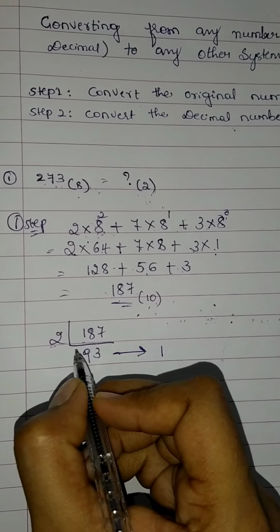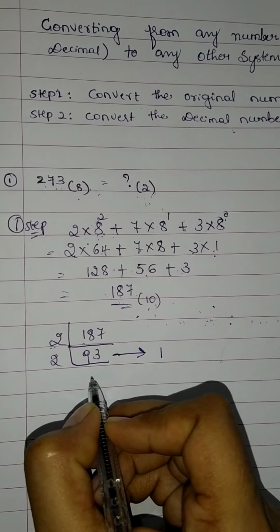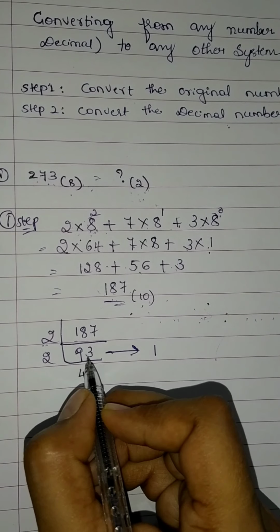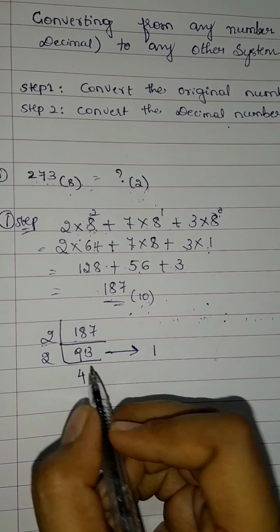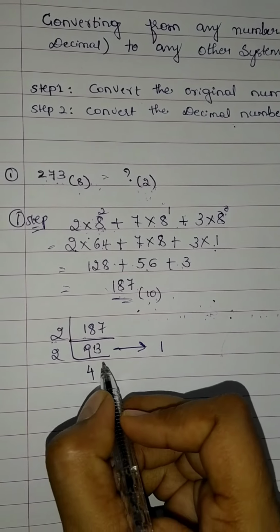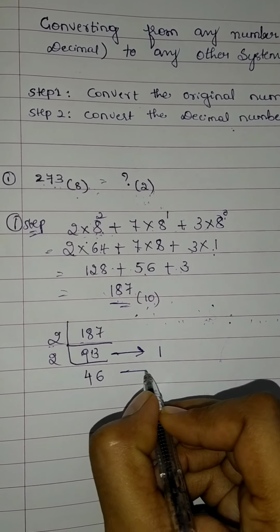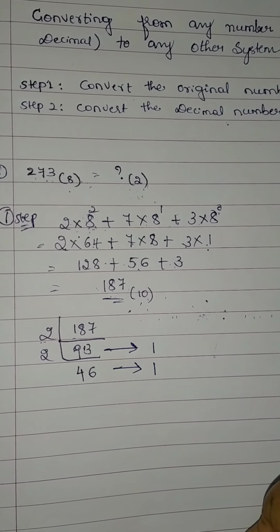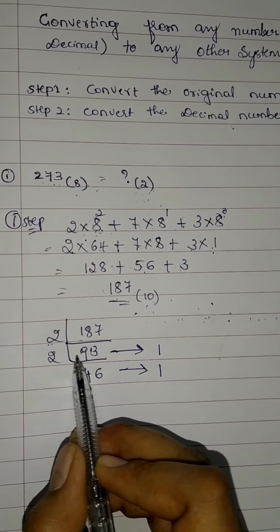1. Then 2 fours are 8, 9 minus 8 is 1, so we are left with 1. Then this becomes 13. Then 2 sixes are 12, 13 minus 12 is 1. So 46 into 2 is nothing but 92.